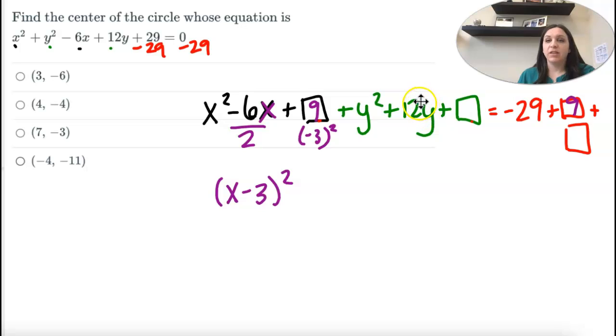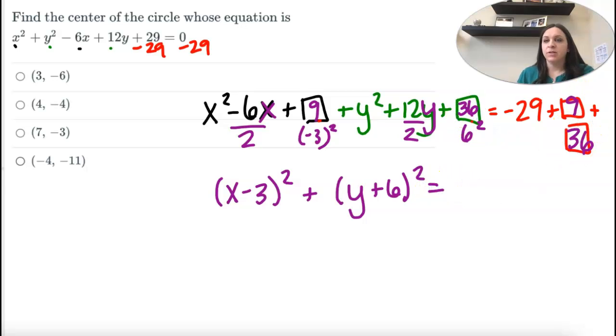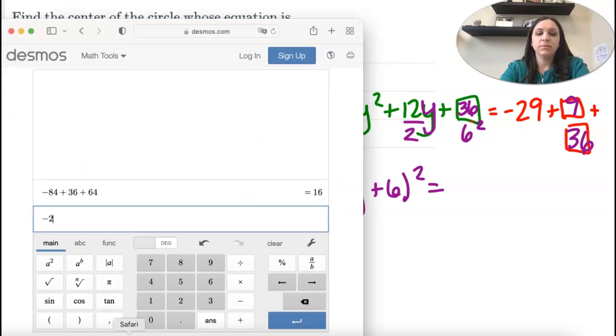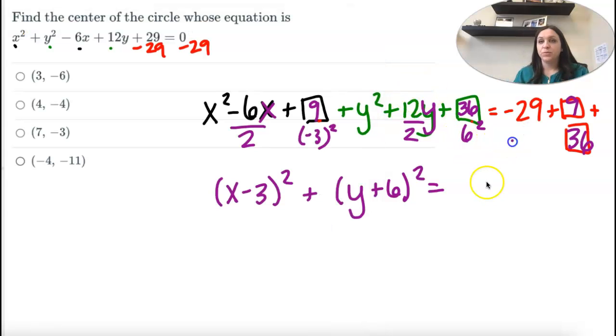So let's do the y's. You take the number just next to y, divide it by 2. So 6 is what goes in our parentheses, and then that number squared is what you add on at the end. So after the equal sign, I have -29 plus 9 plus 36, which is 16.